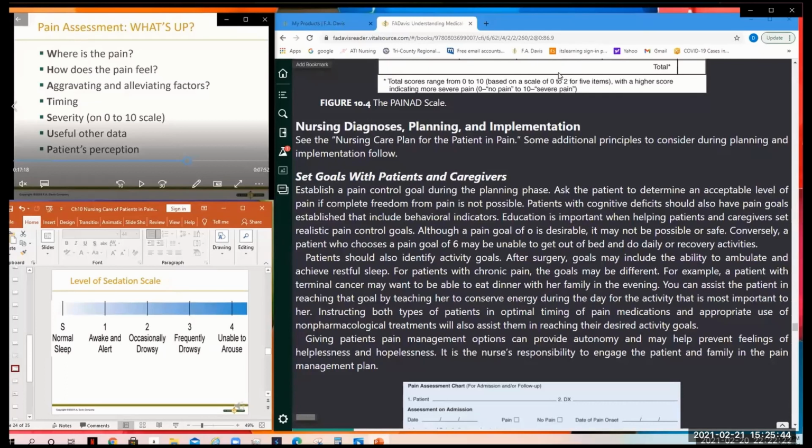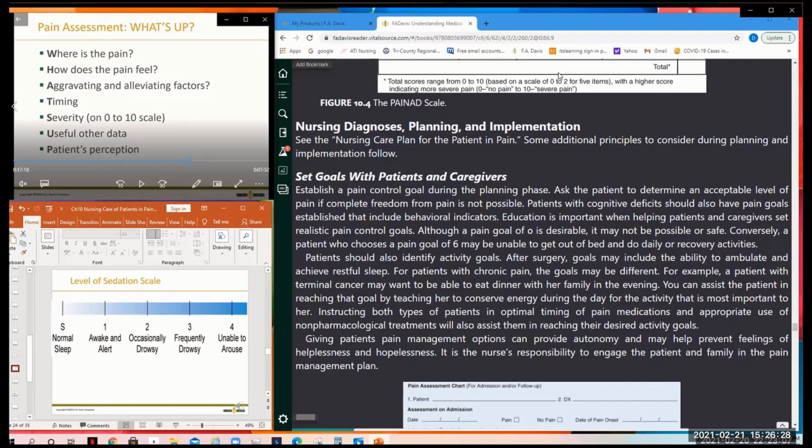Education is important when helping patients and caregivers set realistic pain control goals. Although a pain goal of 0 is desirable, it may not be possible or safe. Conversely, a patient who chooses a pain goal of 6 may be unable to get out of bed and do daily or recovery activities. Patients should also identify activity goals. After surgery, goals may include the ability to ambulate and achieve restful sleep.